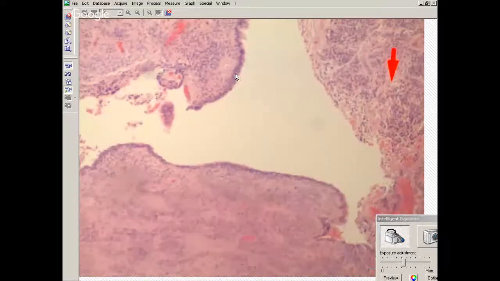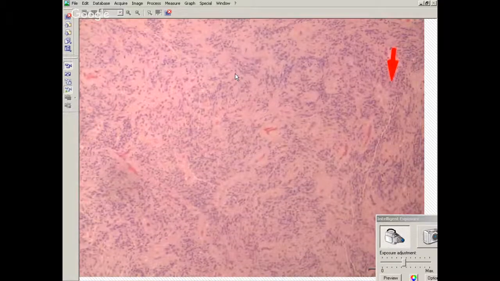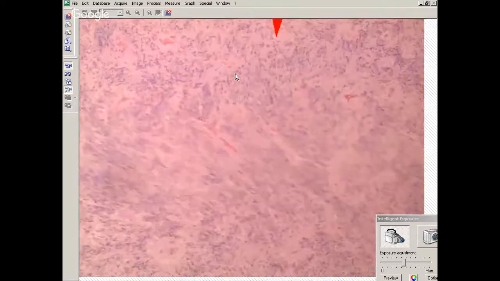I want to give you... Okay. So here's a myxopapillary ependymoma. So in this area it looks like ependymoma. Mm-hmm.